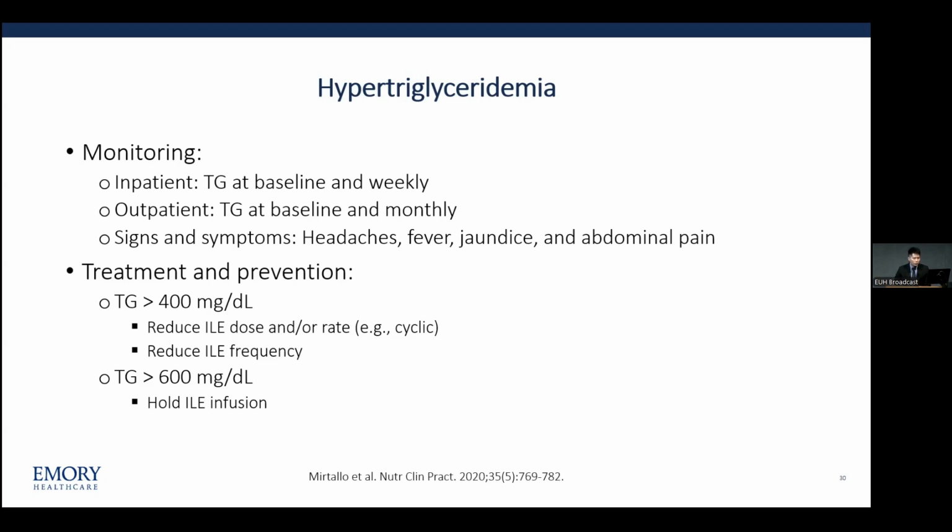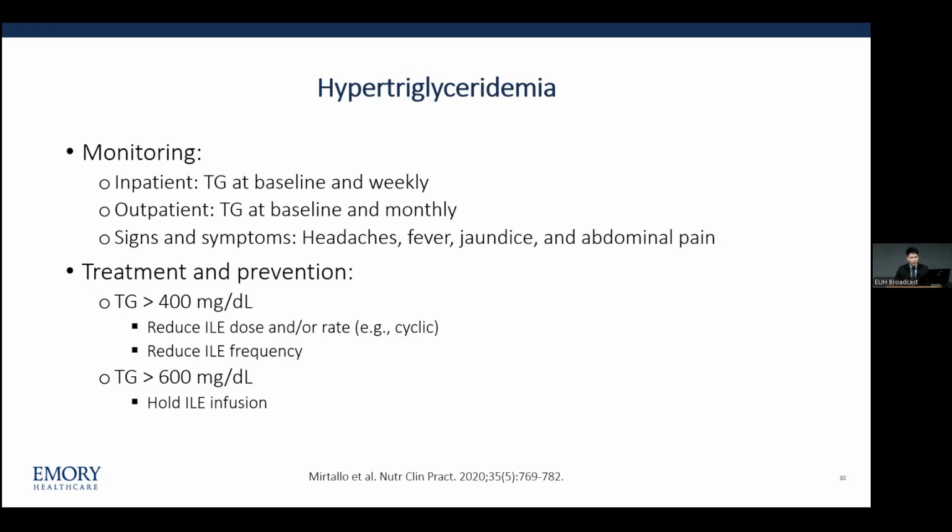At triglyceride level more than 400 milligrams per deciliter, we want to reduce ILE dose, and cycle the PN between 12 to 18 hours, giving the liver rest. We also want to reduce ILE frequency from daily to every other day or 2 times a week.